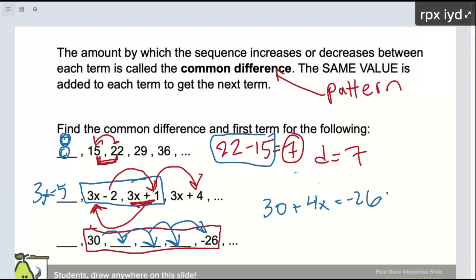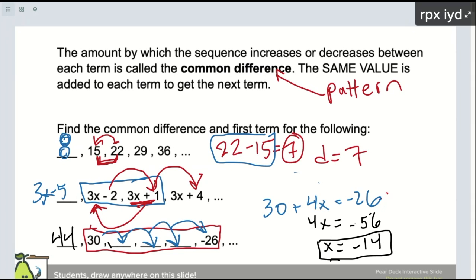So if I just do some good old algebra, 4x equals negative 56, because I subtracted 30 from both sides. If you divide negative 56 by 4, you'll get x equals negative 14. So this is your common difference, or your pattern. So here you're just doing subtract 14 each time, and then add 14 to get this one. That's how you get 44 here.